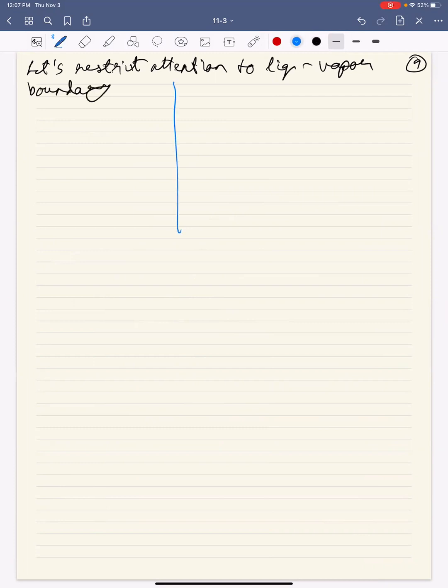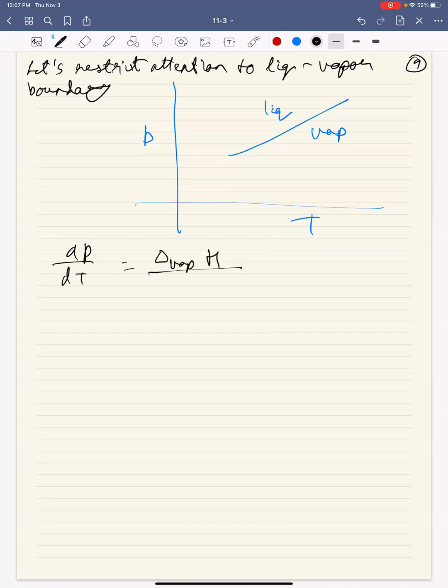Okay, so what did we do for liquid vapor? We said that it's going to look something like this, right? It's positive sloping, almost kind of flat. And we said that dP/dT is equal to delta vaporization H divided by temperature multiplied by delta vaporization volume. This is exact, right? This is true for anything. We did not assume ideal, van der Waals, anything. This is any material. Now, let's assume ideal gas.